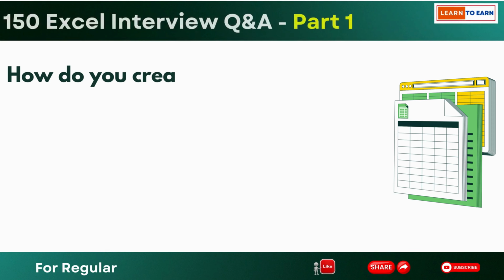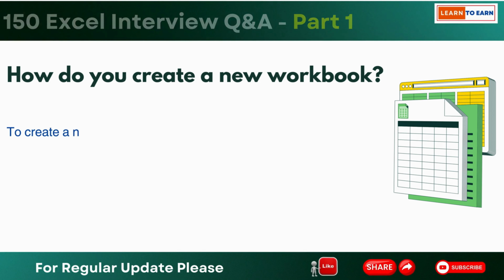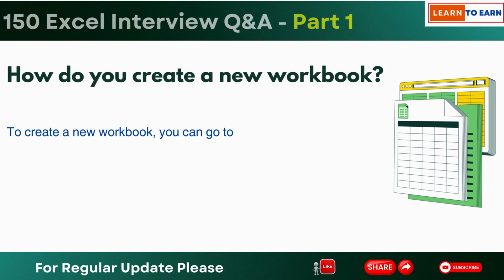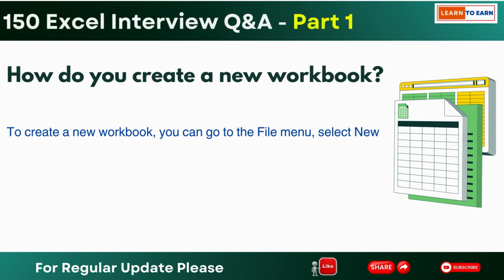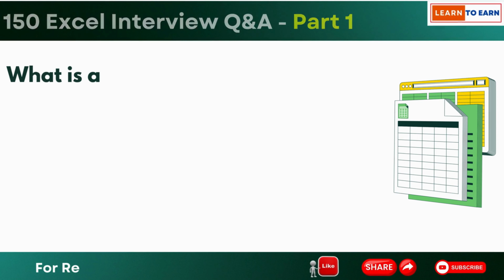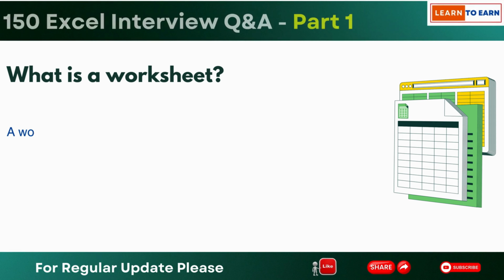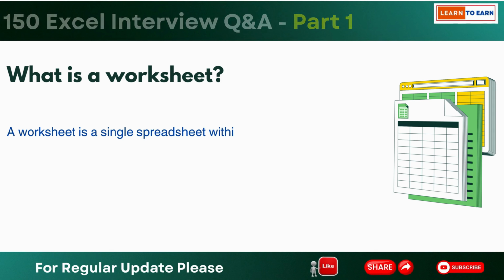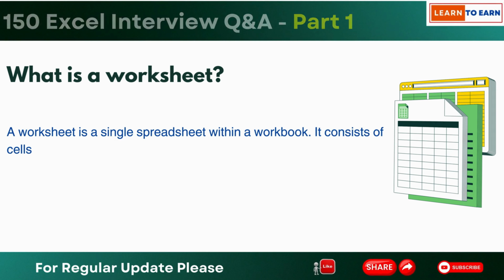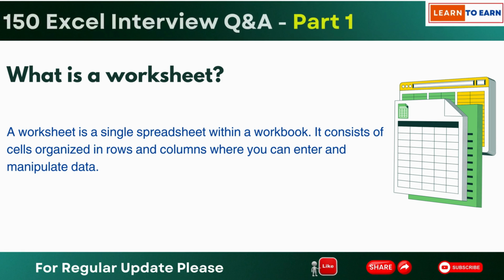How do you create a new workbook in Excel? To create a new workbook, you can go to the File menu, select New, and then choose Blank Workbook. What is a worksheet? A worksheet is a single spreadsheet within a workbook. It consists of cells organized in rows and columns where you can enter and manipulate data.